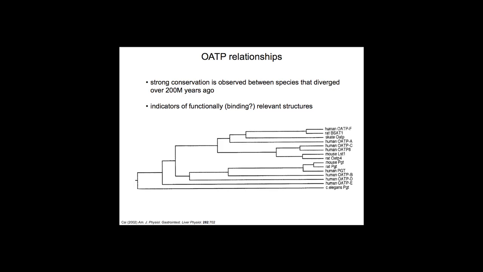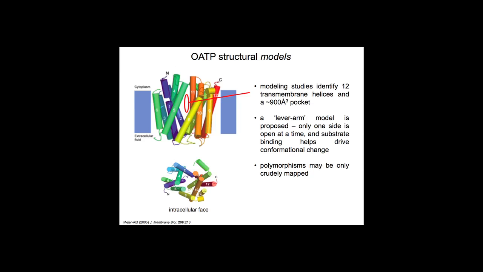In any case, first of all, modeling studies identify 12 transmembrane helices. As I told you, that's fairly straightforward to determine based on sequence gazing. But further model building of mashing those helices all together within the context of a membrane results in something like a 900 cubic angstrom, relatively open, relatively hydrophilic pocket. Now, a model has emerged, and that's outlined in this Journal of Membrane Biology paper that I have not posted for you, but if you're interested in it, I can give it to you.